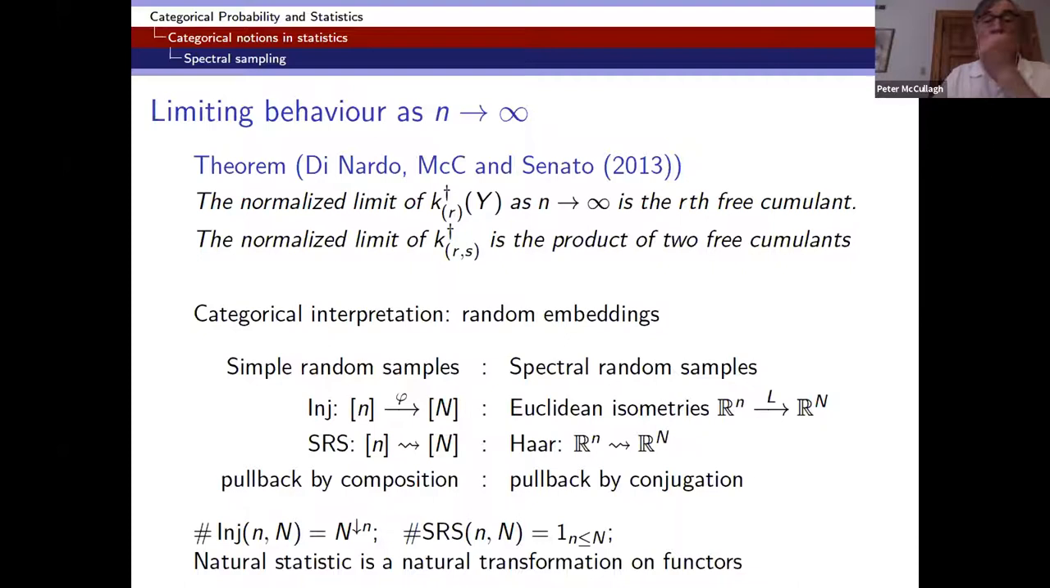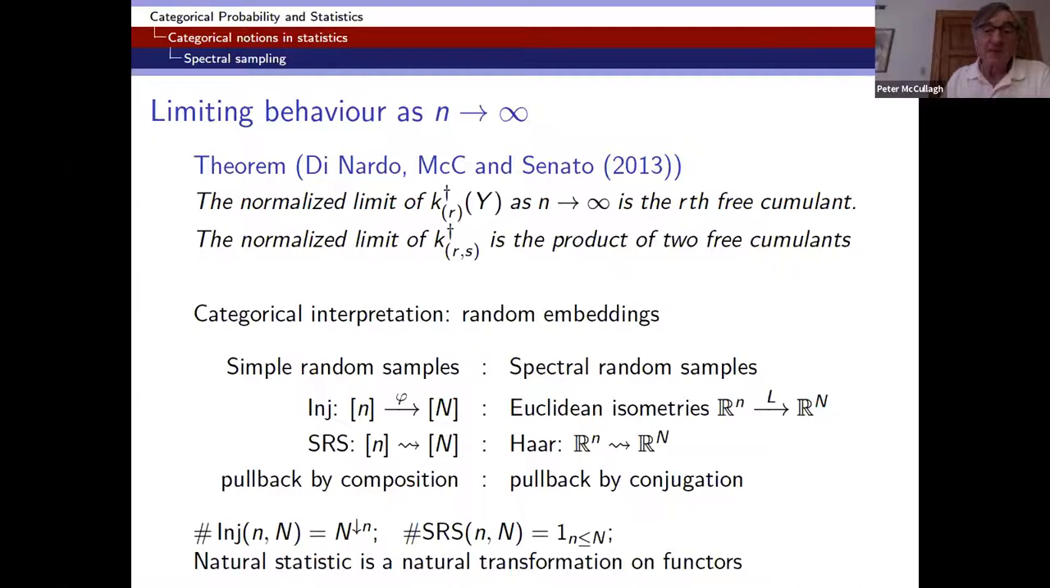So this is one way of trying to understand from a statistician's point of view what it is that the free cumulants are about, I hope, in terms of sampling. And so it gives you a sampling interpretation, also gives you an interpretation perhaps of free cumulants in terms of finite matrices rather than infinite operators.